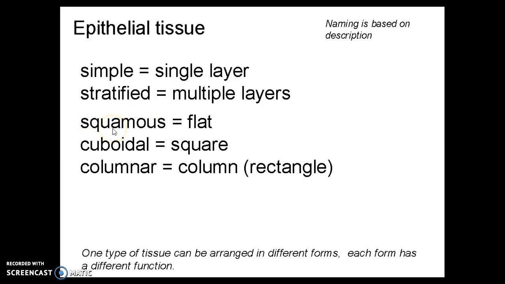We also name them based on the shape of the cells. So squamous is flat, or you can think of squamous as squashed. These are very flat, thin cells. Cuboidal sounds like cube, so these are square-shaped cells. And then finally, we have columnar cells. These have a column or a rectangle shape. These are longer cells. And so how we classify tissues is based on the number of layers and the shape. So you can have a tissue that is simple squamous, a single layer of flat cells, or you could have stratified squamous, multiple layers of flat cells. You could have stratified columnar, which are multiple layers of column-shaped cells.